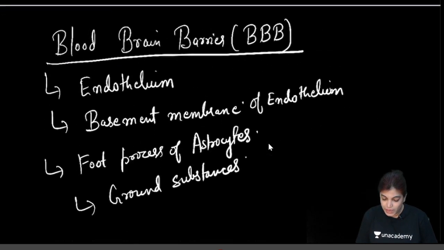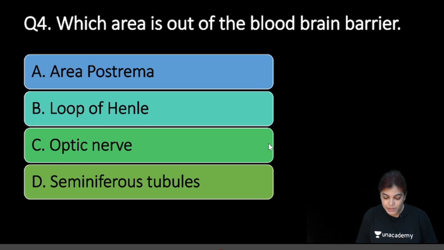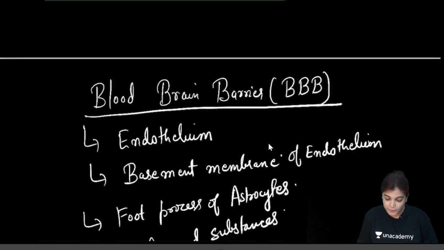So again, coming to the MCQ. The MCQ here is, which area out of the following is not having or is outside the blood-brain barrier? Loop of Henle, optic nerve, seminiferous tubule all have a blood-brain barrier, and option A is the correct option. We can remember the structures not having the triple B, that is the blood-brain barrier, by the mnemonic SONA.